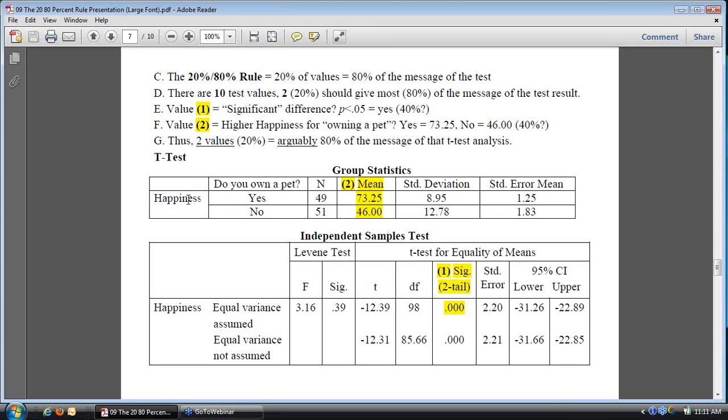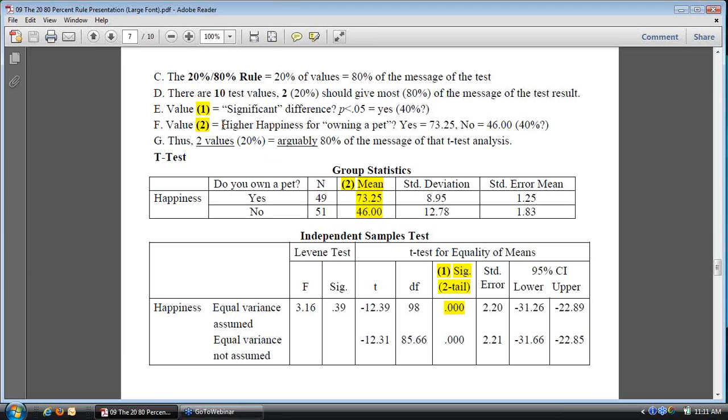So this is the mean of happiness, right? Happiness mean for who? For the two groups. Do you own a pet? Yes. Do you own a pet? No. And we could see if you own a pet, yes, it's a higher score of happiness, and higher scores indicate more happiness. And the no is 46.0.